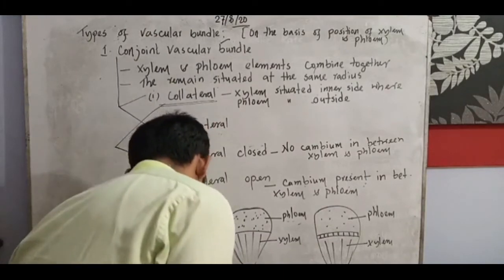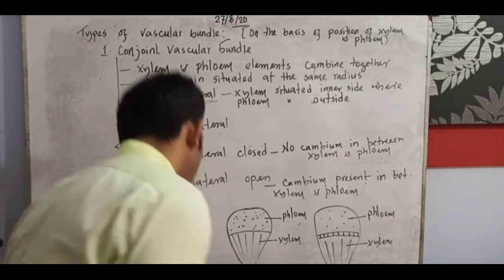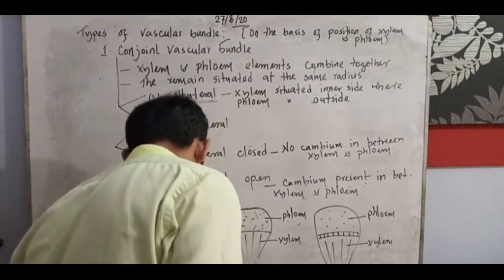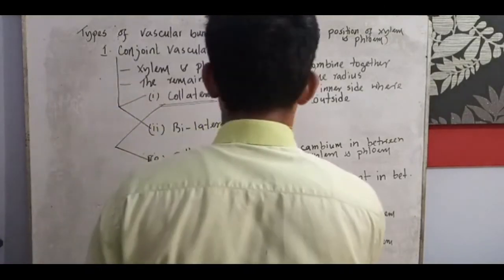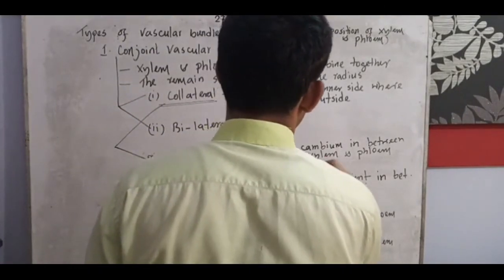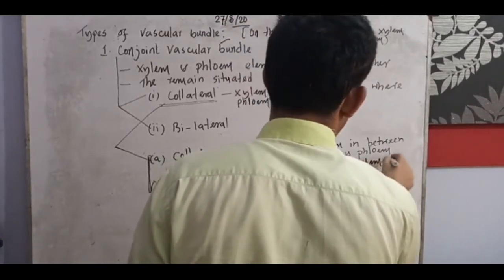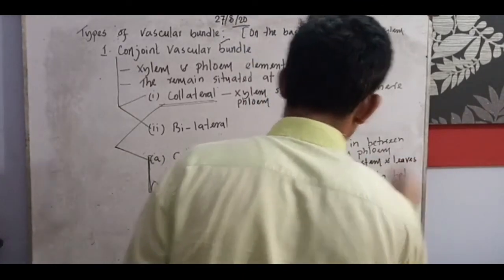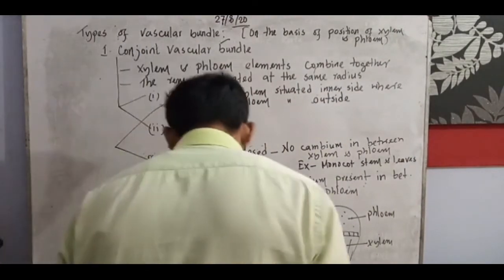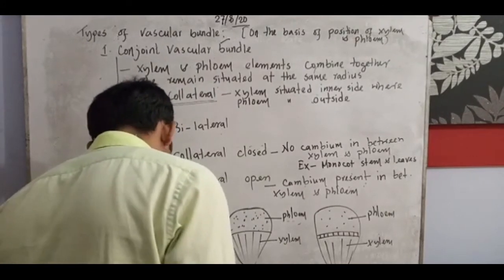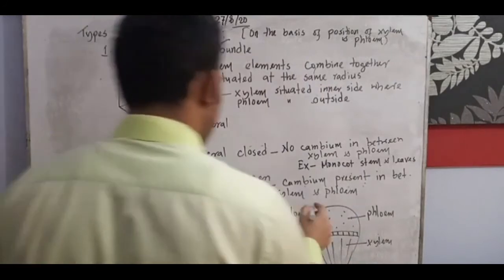Bilateral, what we have to go through. Okay, there is another important thing I forgot to write: the monocot stem and leaves are the example of collateral closed. It is a very important example, monocot stem and leaves. And collateral open, when it occurs, the examples are the stem of gymnosperm and dicot plants.